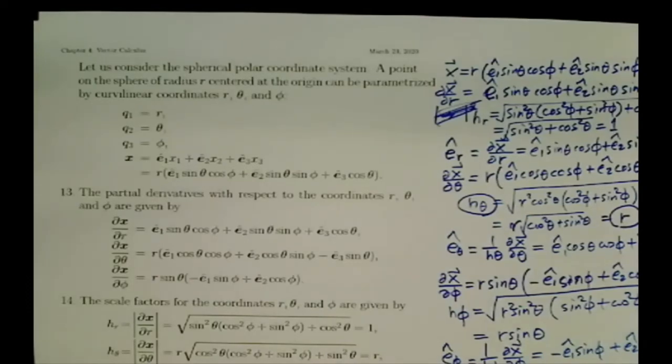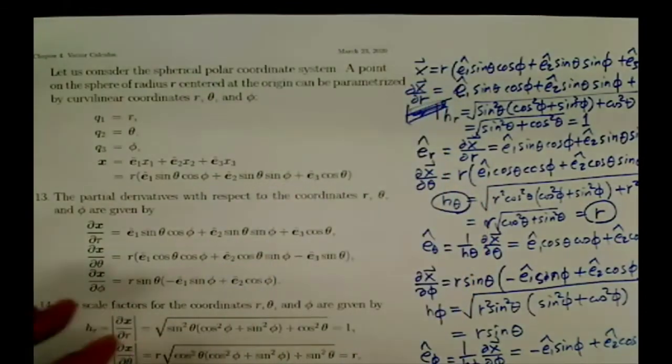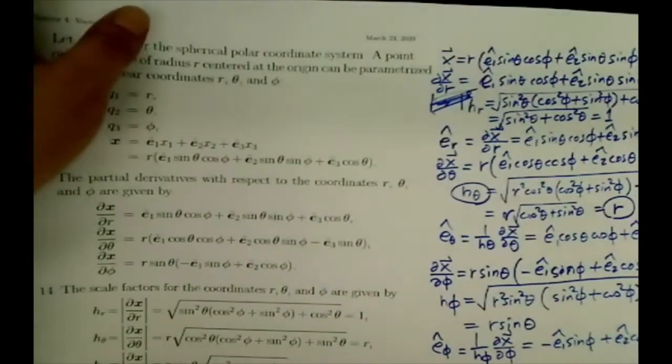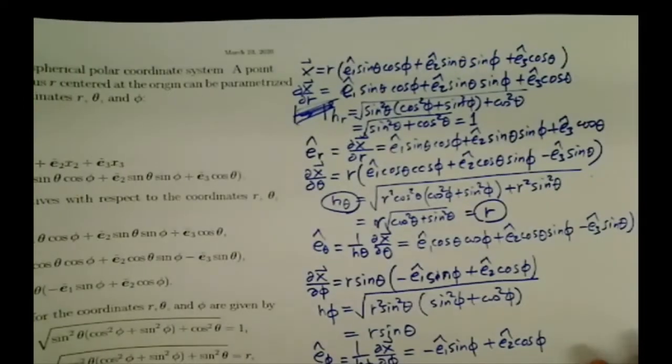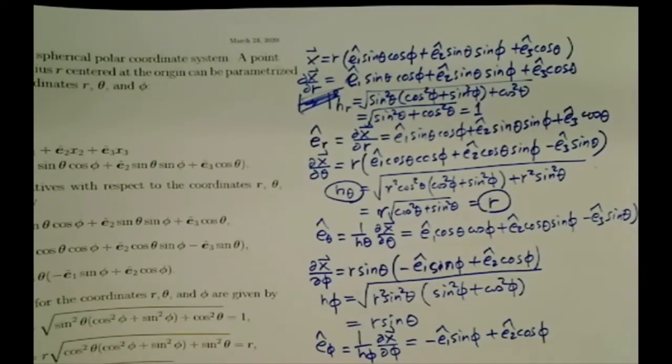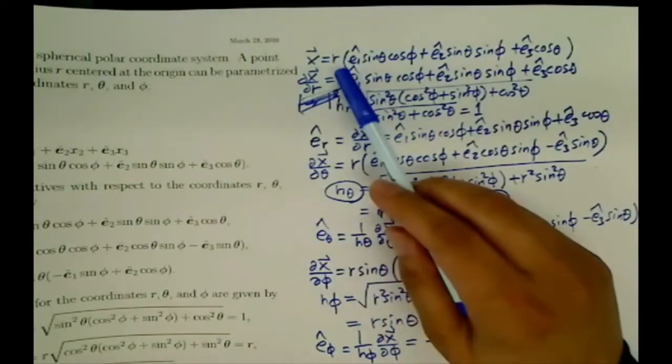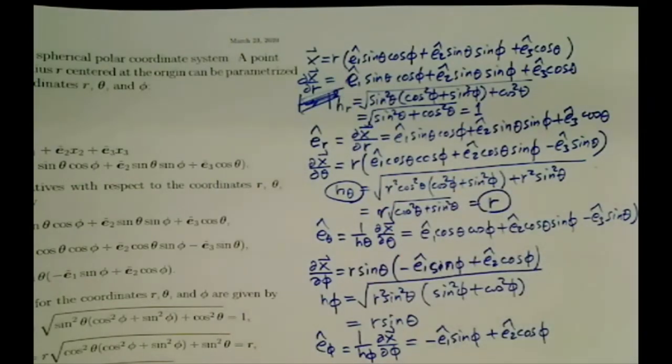So let us compute these in detail. First, we write down the position vector by making use of the spherical polar coordinates. In the Cartesian components, the x1, x2, and x3 components are written in this form. The radius r is a common factor, and the angular dependence for x1, x2, and x3 is written in the parentheses.